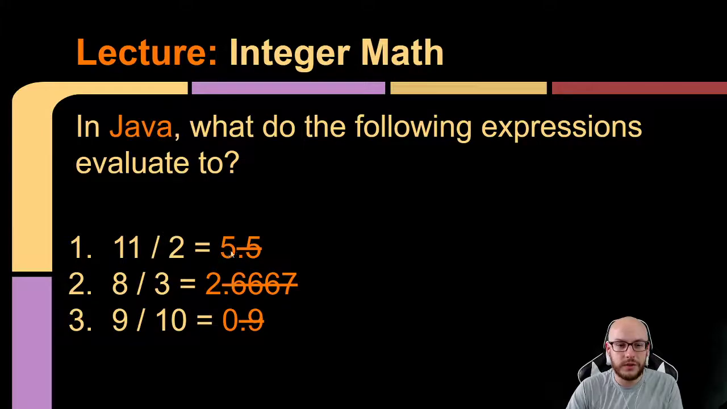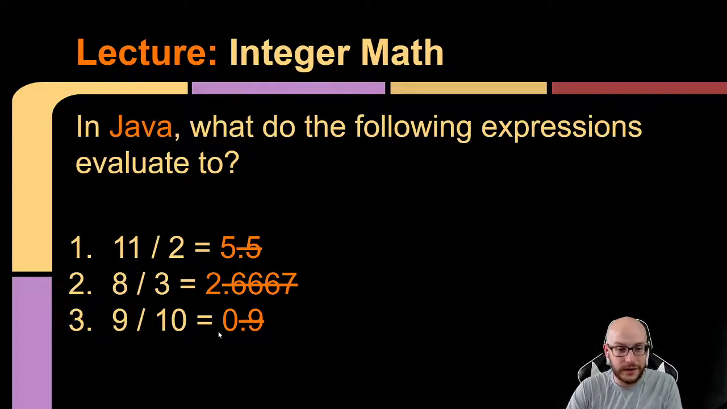Right? 11 divided by 2 should be 5.5, but we're going to truncate that because it's division between two integers, and the result has to be an integer, so this will be truncated to just 5. This 8 divided by 3 should be 2 2/3, but we'll get rid of that 2/3 part. It's going to truncate to just 2.